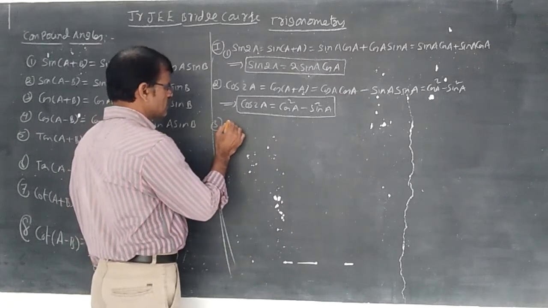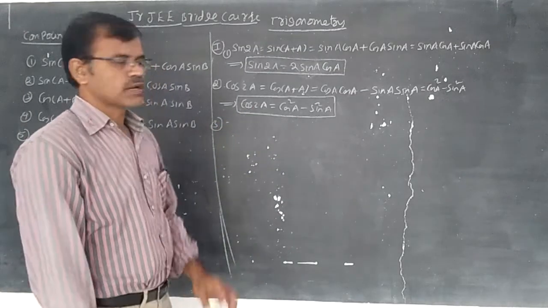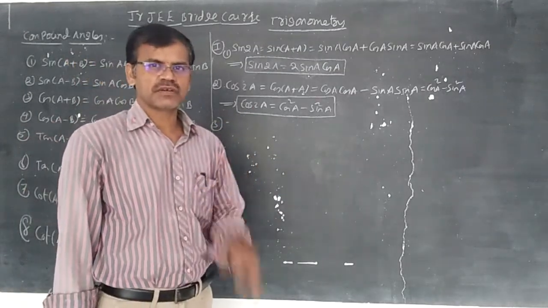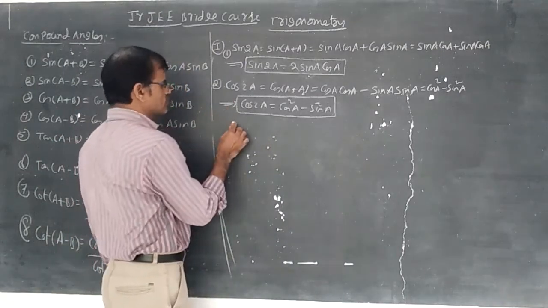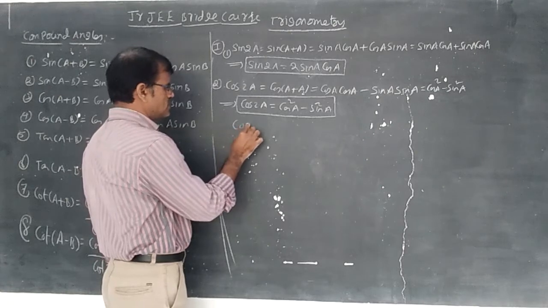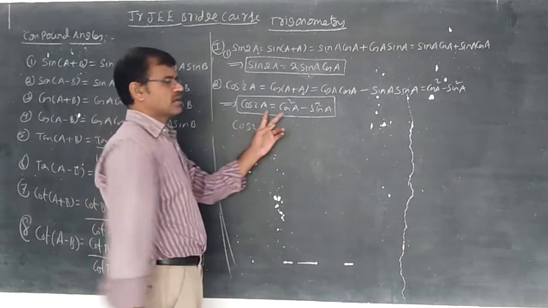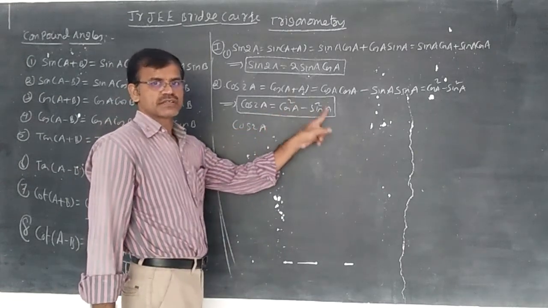This is the first formula. Of course, depending upon this cos 2a, we can write another formula also. This is called the formula of cos 2a in terms of cos and sin.